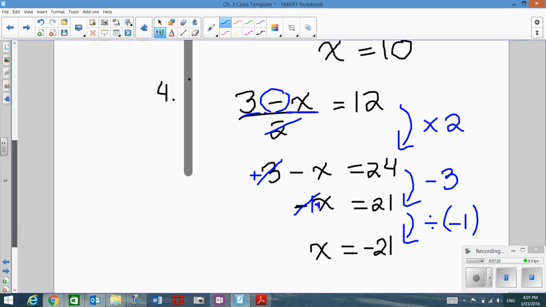So this was a capture of equations that involve fractions. You guys will get a little bit more practice time with this next class.